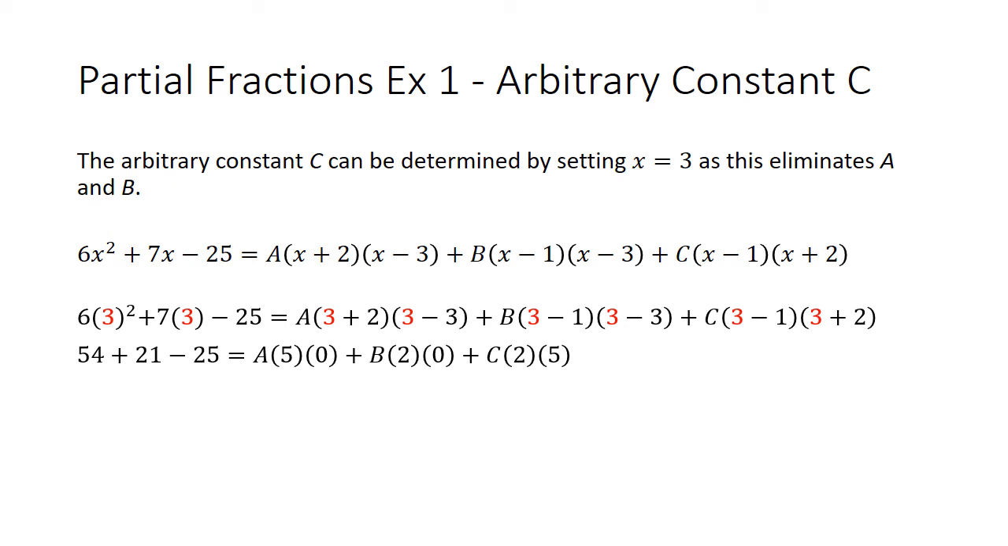6 times 3 squared is 9, 9 sixes are 54, plus 7 times 3 gives you 21, minus 25 is equal to A times 5 times 0, as we said, A goes to 0. B times 2 times 0, so B will go to 0. And C times 2 times 5, so the coefficient of C will be equal to 10. So when you add up 54 plus 21 minus 25, you get 50. And on the right-hand side, we have 10 times C, so we divide across by the 10, and that tells us that C is equal to 5.